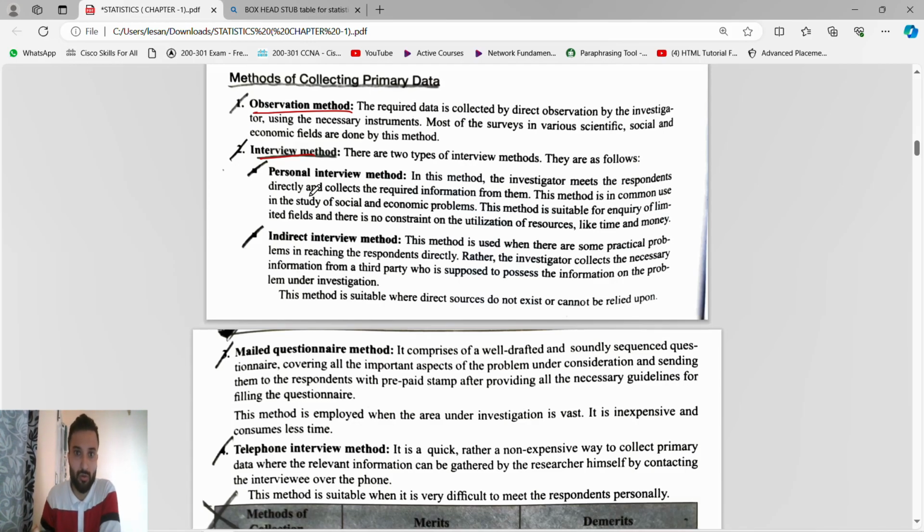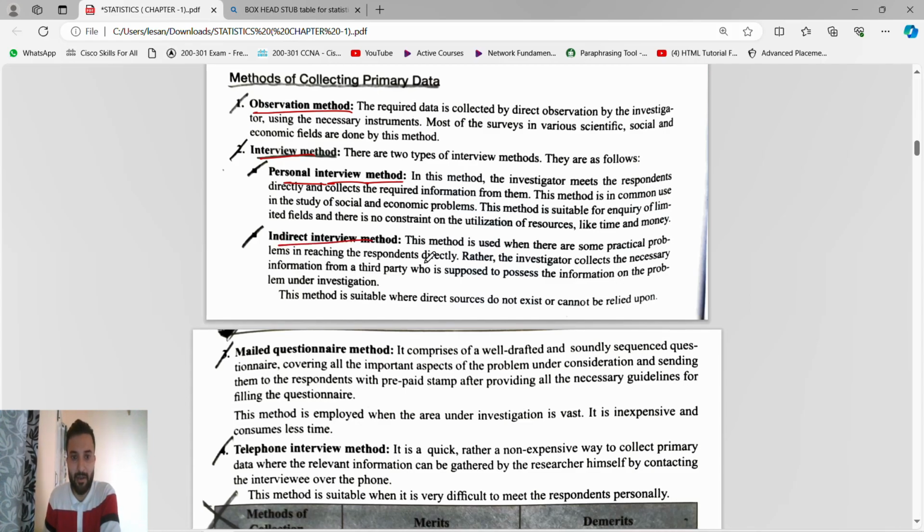We both don't know each other. We are going to the interview. The interviewer doesn't know about you, and you don't know about the interviewer. Now, there are lots of interview methods. Personal interview method means you will go to the interviewer, and he or she will ask you the questions. So that is the personal interview.